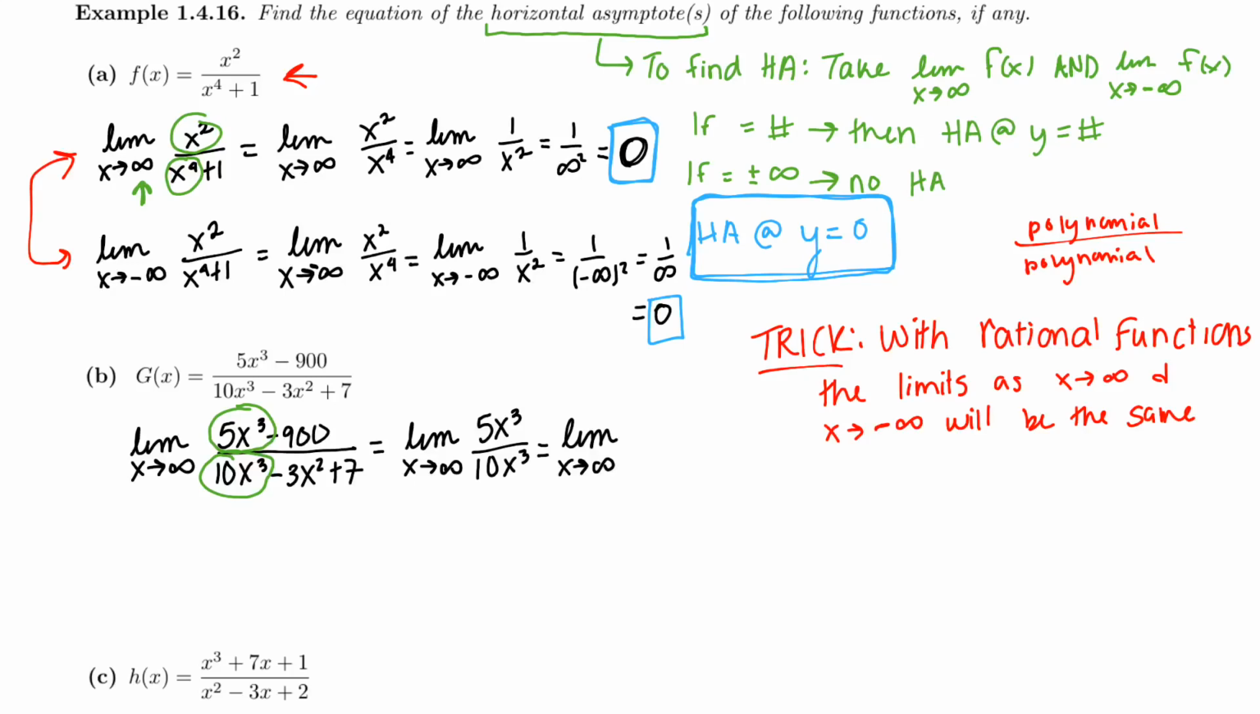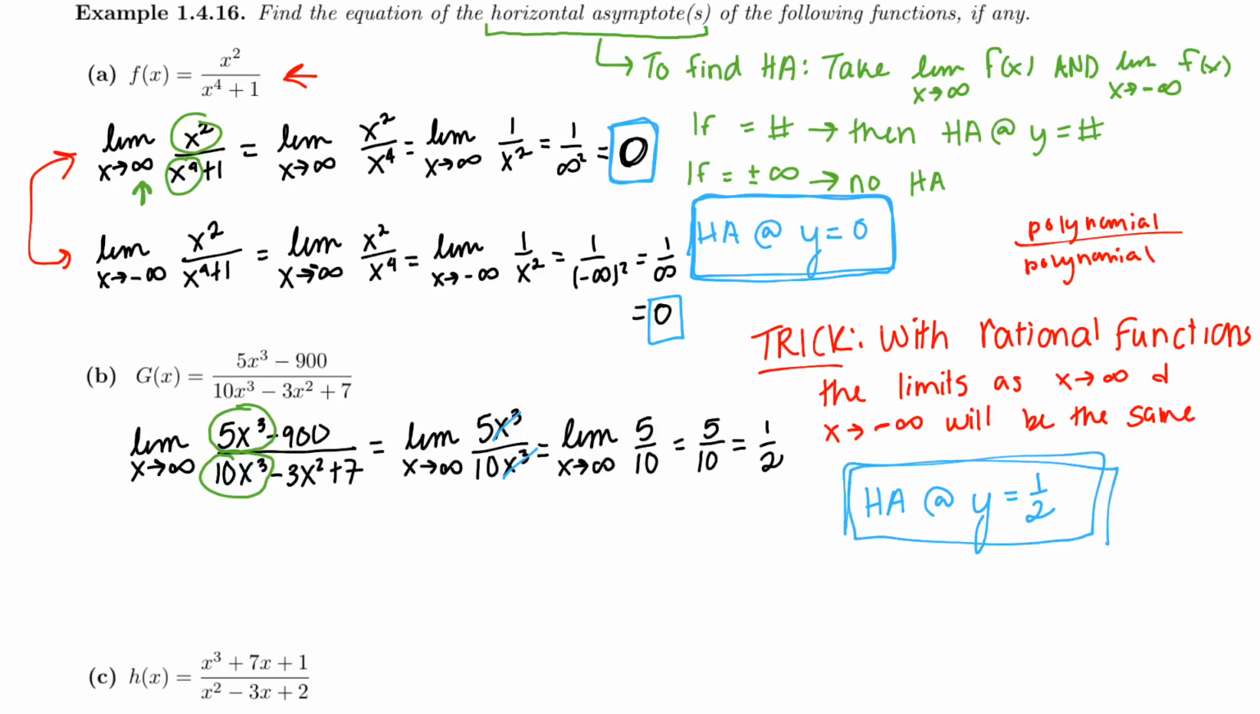So the x cubes will cancel. And then I have 5 over 10, and that's just a constant. So the limit of a constant is the constant itself. 5 over 10 simplifies to 1/2. So there's a horizontal asymptote at y equals 1/2, and I know that's going to be the only one because that's a rational function.